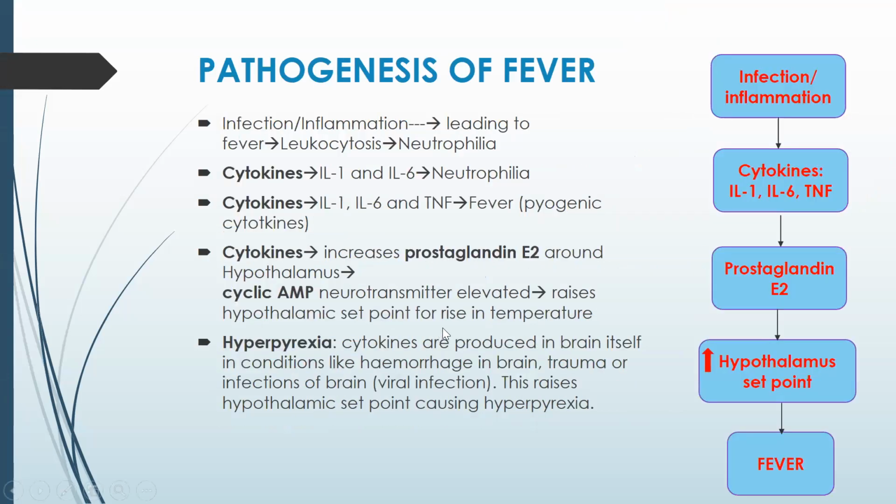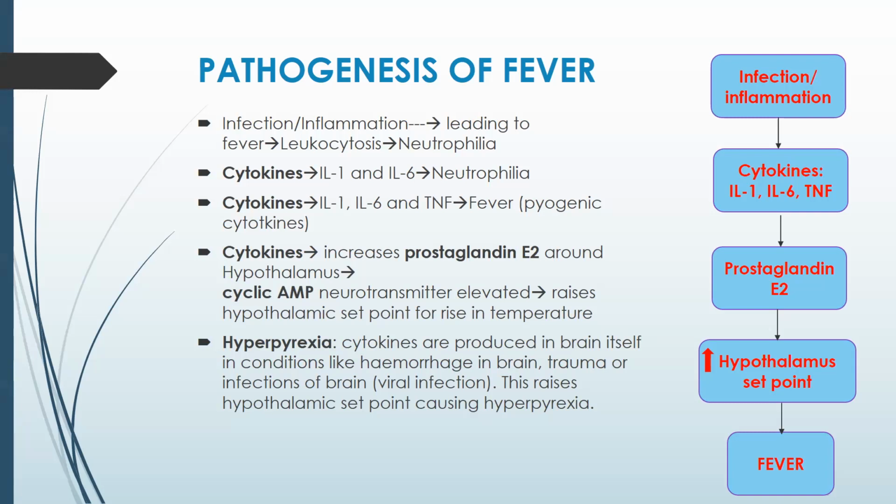What is the pathogenesis of fever? Fever starts due to infection or inflammation, which leads to leukocytosis, mainly neutrophilia when there is a bacterial infection. This infection and inflammation can lead to elevation of cytokines, mainly IL-1, IL-6, and TNF, which leads to elevation of prostaglandin E2 in the hypothalamus area. It raises the hypothalamic temperature control set point, which leads to an increase in body temperature and fever.